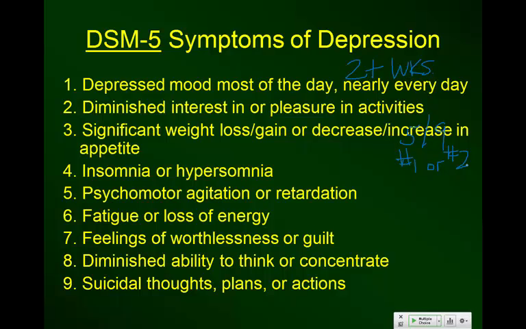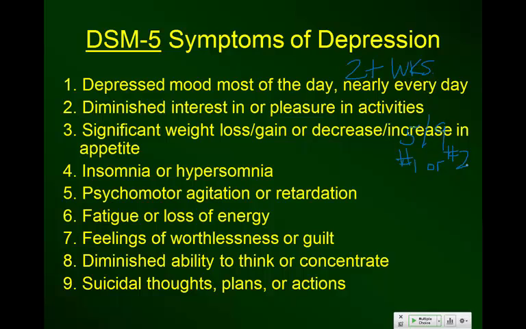All right, so remember, categorical model is black or white. You have it or you don't. To say yes, you have it, you have to have 5 out of 9 or more, and one of them has got to be either number 1 or number 2. Okay? A couple other things to mention.